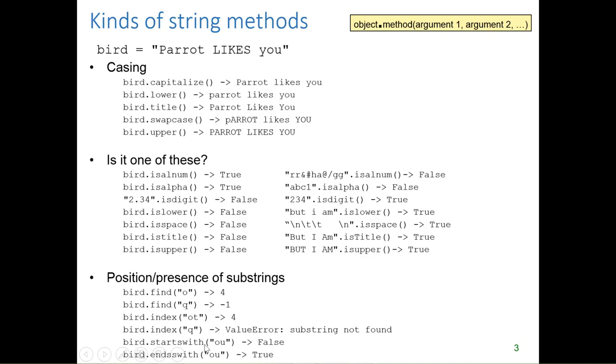Bird.startswith sounds just like it is. It checks if something starts with that string, and in this case that's false. Bird.endswith checks the other end, and that is true. It ends with OU.